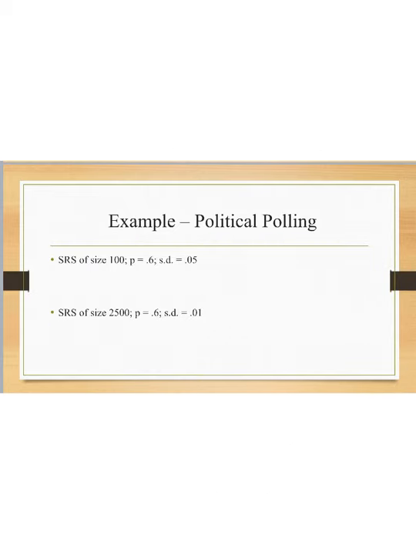So if we look at this example here with political polling. In a political polling situation, I'm going to change these actually to E's here for standard error, because we'll base off the sample size. So in this situation, we've got a sample size of 100. The p equals 0.6, which means 60% of people support a candidate or whatever it may be.